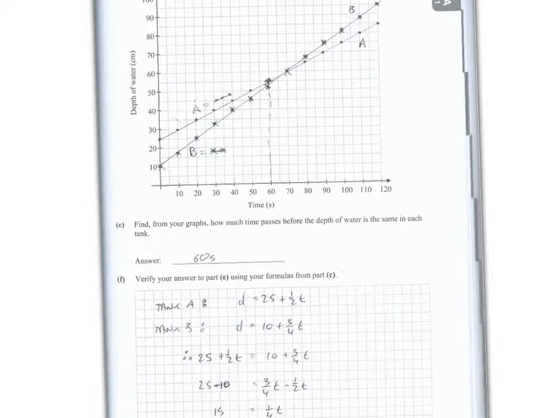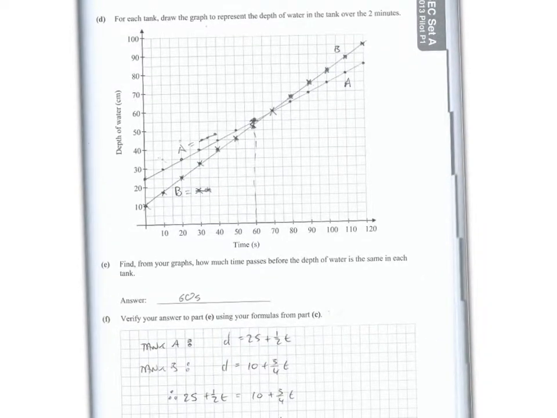Next, we're asked to draw the graph for each tank to represent the depth of water in the tank over 2 minutes. So you have the table data overleaf and the other two graphs you get, and find from the graphs how much time passes before the depth of water is the same in each tank. So that's basically where they intersect. So the time is 60 seconds.